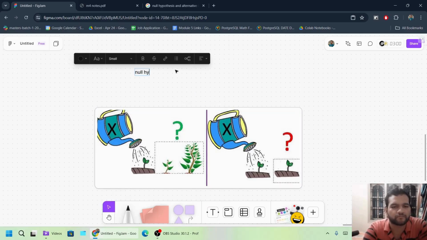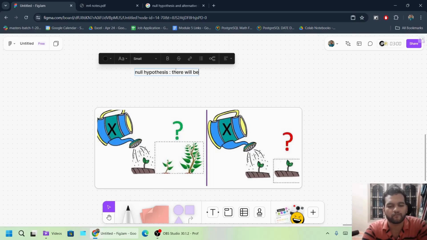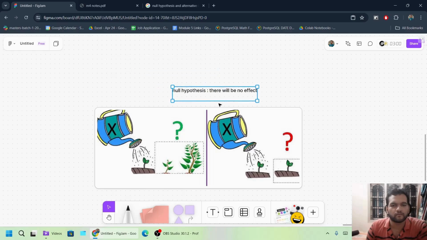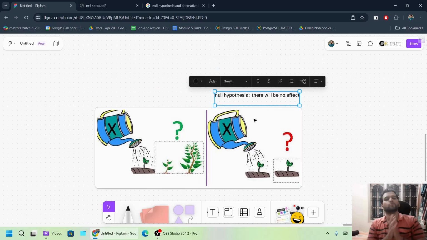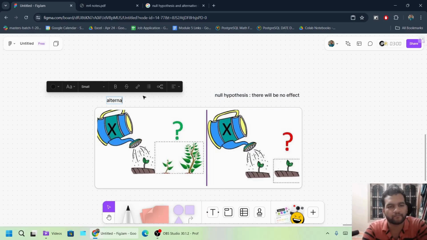there will be no effect. Alternative hypothesis. Null hypothesis: there will be no effect whether you put the fertilizer on the plants or not. On the other hand, the alternative hypothesis states that something will happen, or the plant will grow.